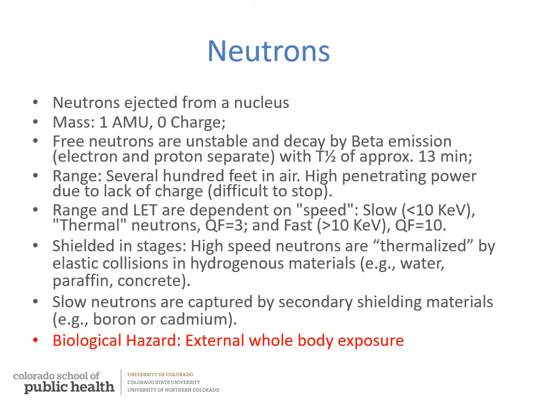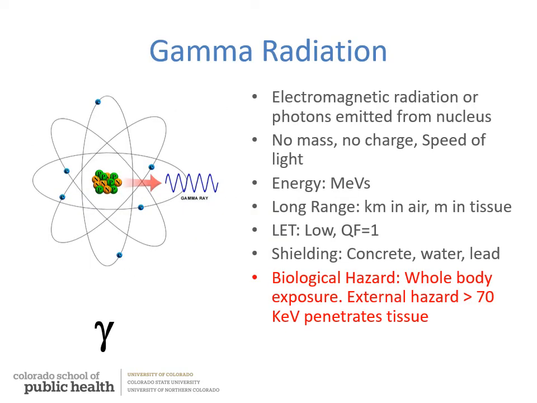So that's the main problem and sorts of health effects associated with whole body exposure. So we talked about alpha, beta particles, and neutrons, and now we're going to shift to gamma radiation and X-rays, which are sort of two photon-based forms. So gamma radiation is electromagnetic radiation or photons emitted from the nucleus. So they don't have any mass or charge, and they move at the speed of light. Very high energy, and they go for a long ways.